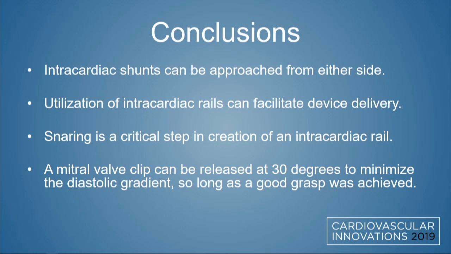So just in conclusion, you can approach intracardiac shunts from either side, both with lesion crossing and device deployment. You should probably have an initial strategy, but if you have to switch sides, that's always a possibility. Intracardiac rails can be used to facilitate device delivery, and if you're going to use a rail, you're going to have to be able to snare it.